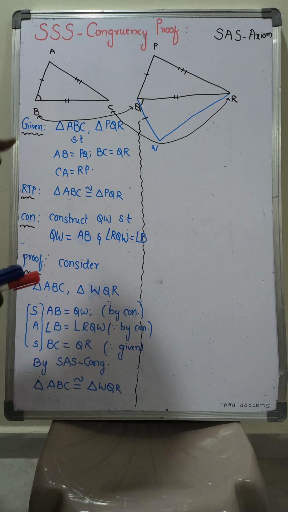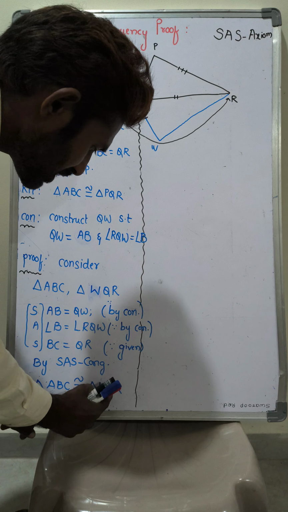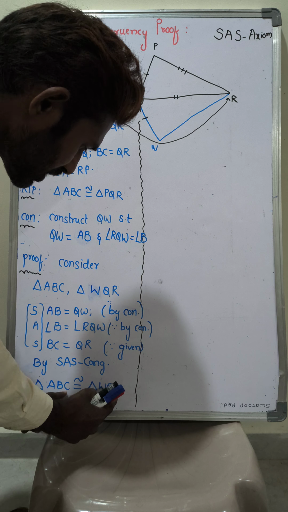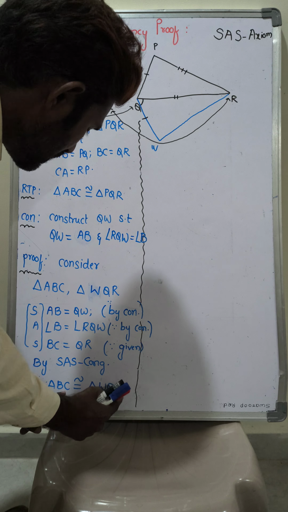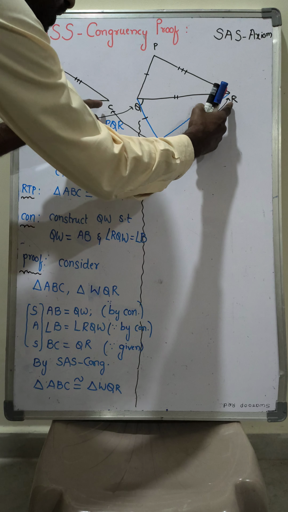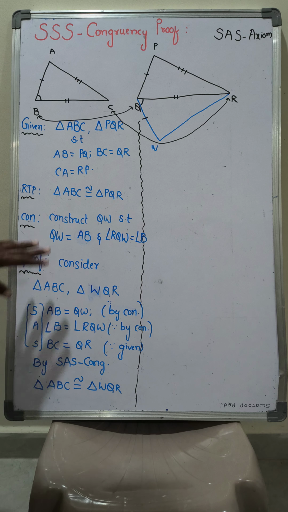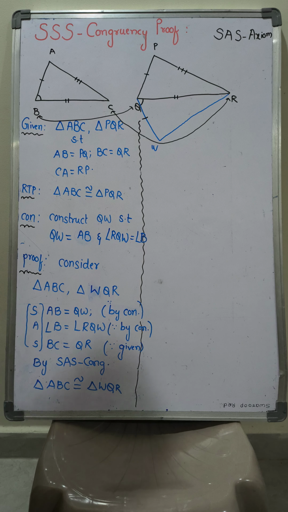Next, and what is the other way? We already know that angle B is equal to angle Q. That means B corresponding is Q. So C corresponding is R. Sorry, A corresponding is W. C corresponding is R. Angle B corresponding is Q. So they are congruent. So our first task is done.